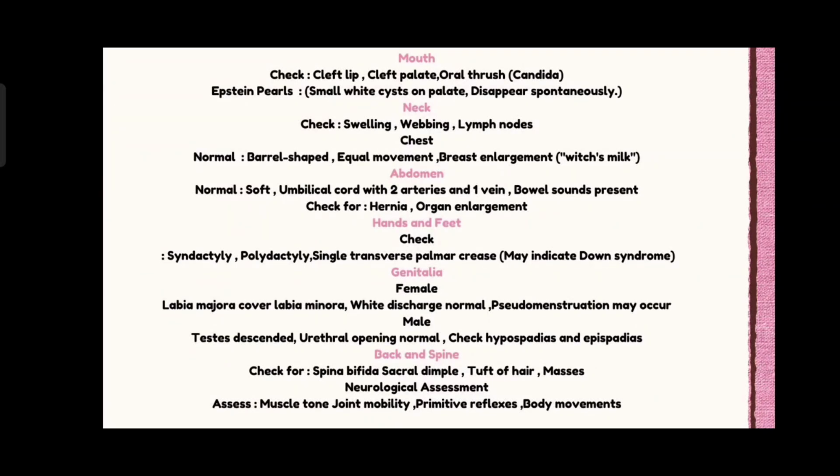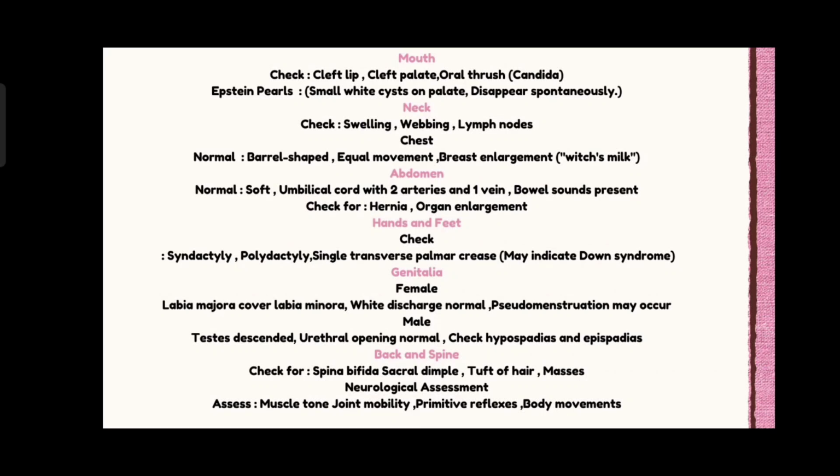Then coming to the neck, we have to check for any type of swelling or webbing. Webbing means a skin fold which is present on both sides of the neck. Then we have to assess whether the lymph nodes are enlarged or not. Then coming to the chest, for a normal baby, the chest will be barrel shaped and equal movement will be present. And sometimes breast enlargement will be there, and also sometimes witch's milk will be present in the nipple area. It is due to the maternal hormones.